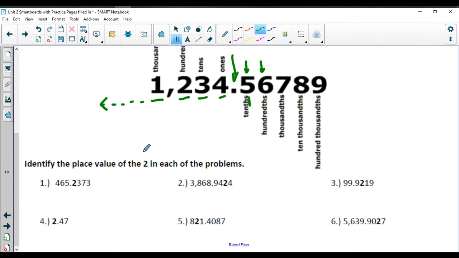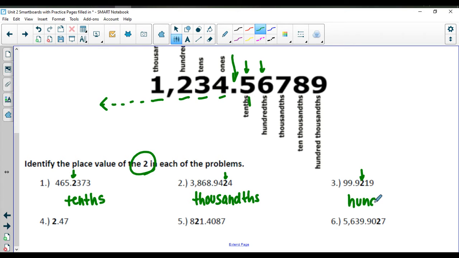In the first example, we're looking at the value of the 2 in each of these. So the first example, that 2 is right there in the tenths place. In number 2, the 2 is over here. It's in the third spot to the right of the decimal, which we call the thousandths place. And remember, the decimal is the fractional part of the number. So the tenths, the hundredths, thousandths, and the 10,000ths, and it keeps going. In this one, the 2 is in the hundredths place.